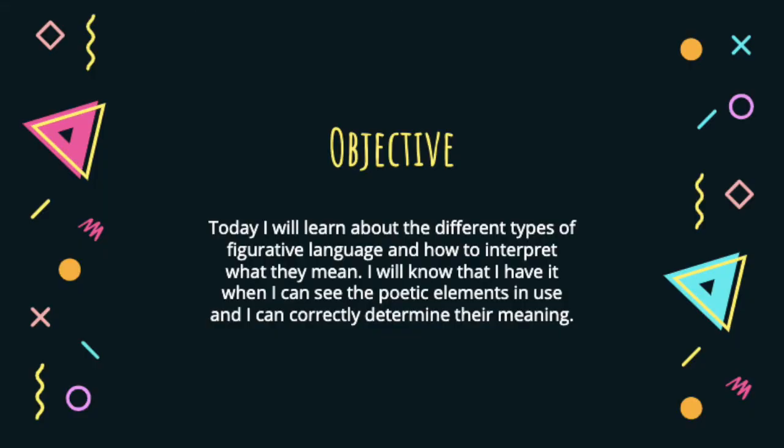I have included the objective because I like to make sure that it's there. It says, today I will learn about different types of figurative language and how to interpret what they mean. I will know that I have it when I can see the poetic elements in use and I can correctly determine their meaning. So it's not just identifying that's a simile, that's a metaphor. It's what does that simile mean? What does that metaphor mean? You have to know those things.